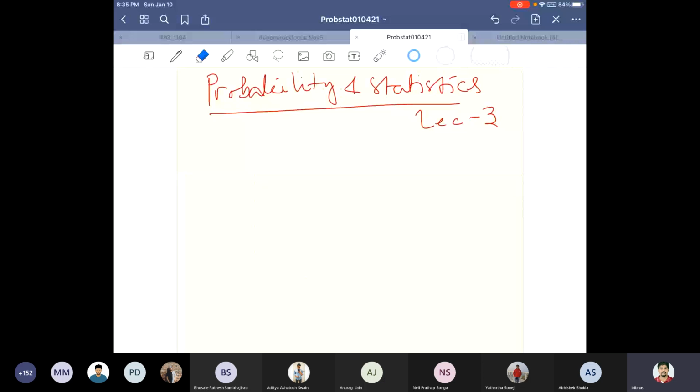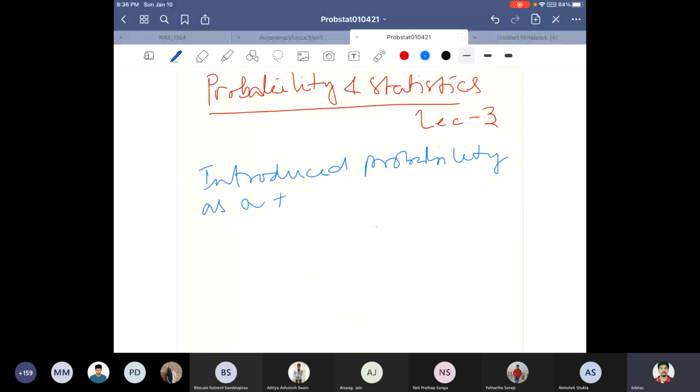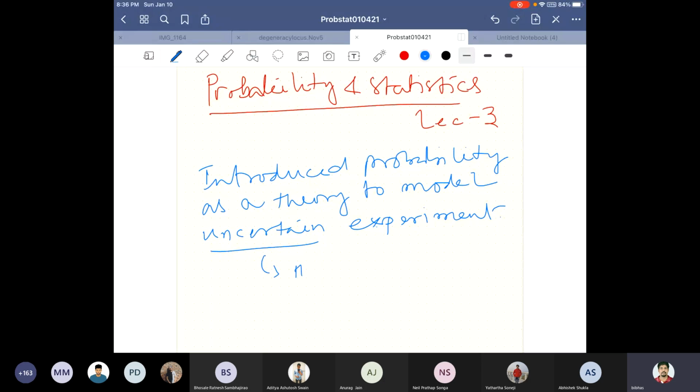What we did basically is we introduced probability as a theory to model uncertain experiment, and we said by uncertain experiment we mean the possible outcomes are not certain, meaning it is not deterministic. Okay, so outcomes are not certain.